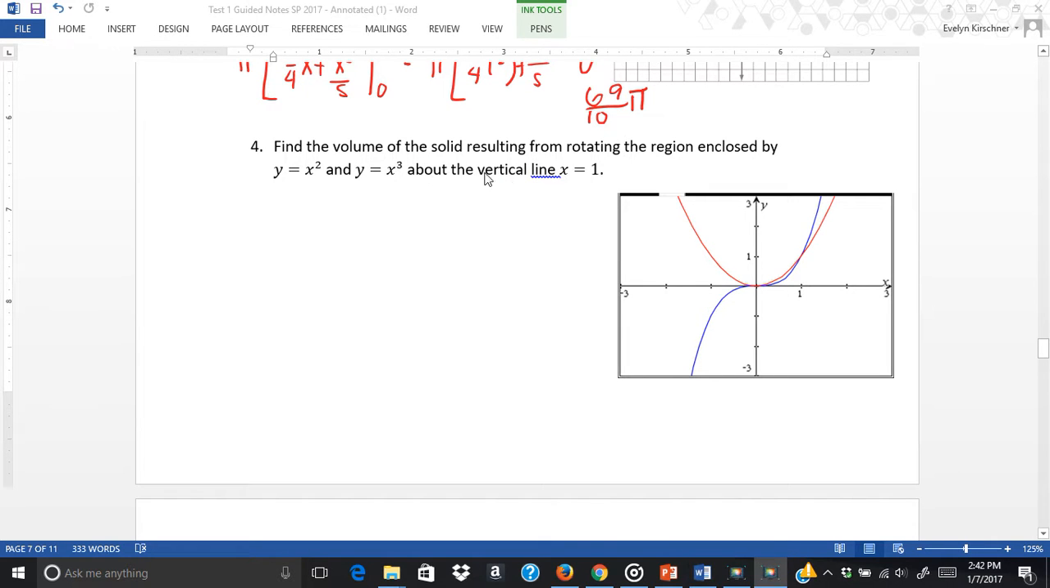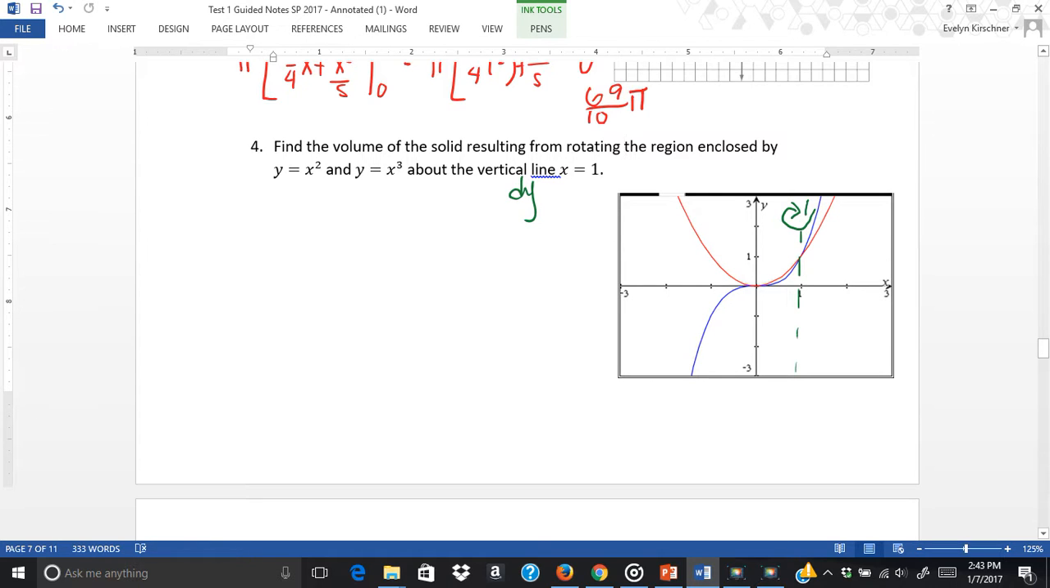I want to find the volume of a solid revolving y equals x squared, which is the graph in red, and y equals x cubed, which is the graph in blue. But now it's a little bit different. It's about the line x equals 1. Well, the line x equals 1 is here. I'm revolving it this way, so I know it's going to be a dy.